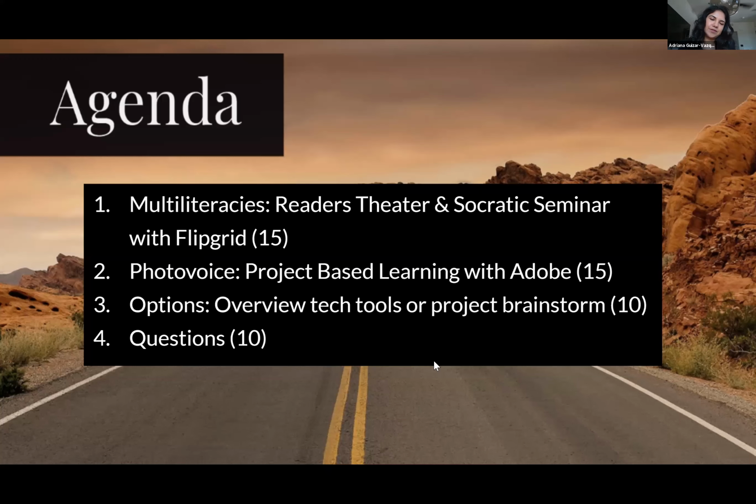For our agenda, we're going to first take a look at some literacy practices very popular in our classrooms already, and we're going to see how we can implement these with Flipgrid. Next, we're going to look at Photovoice Project-Based Learning with Adobe, which our co-presenter Claudia Chang-Lopez is also going to talk more about. As our third item, we will look at different tech tools and or project brainstorm in breakout spaces. And we'll end with some questions from everyone.